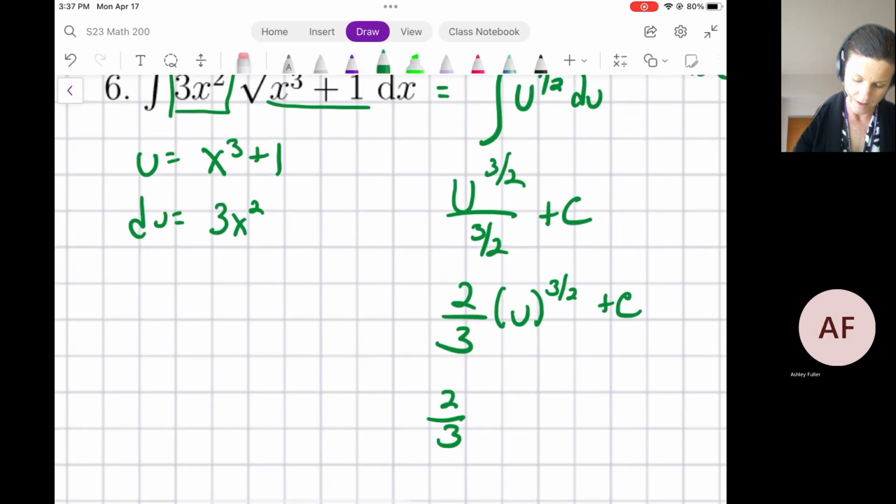Substituting back in our u value, we get 2/3 (x cubed plus 1) to the 3/2 plus c.